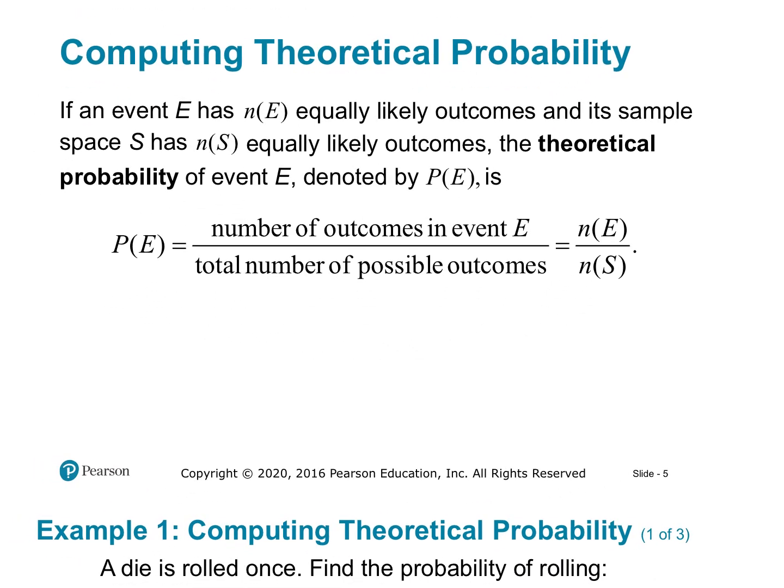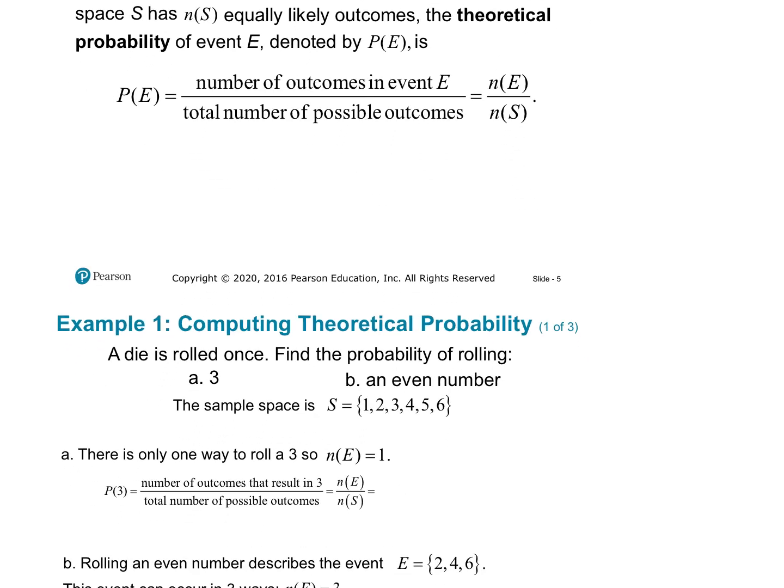All right, computing theoretical probability. If an event E has n(E) equally likely outcomes, and its sample space S has n(S) equally likely outcomes, the theoretical probability of an event E, denoted by P(E), is the number of outcomes in event E, n(E), over the total number of possible outcomes, n(S). So n just represents number.